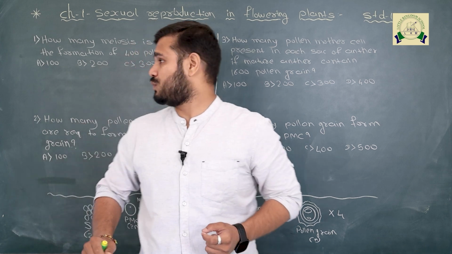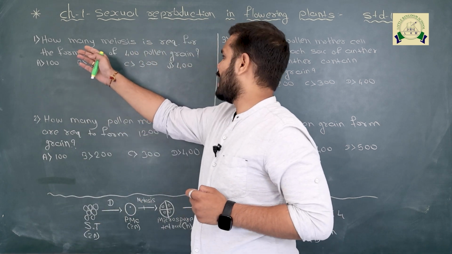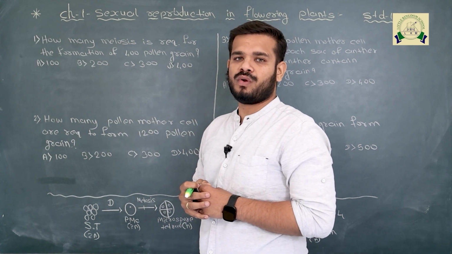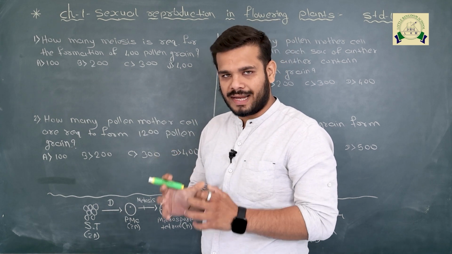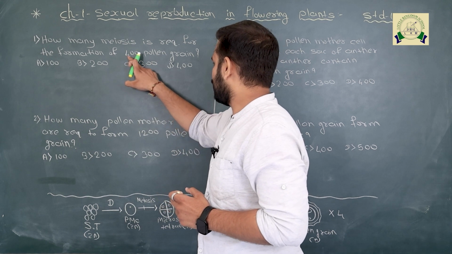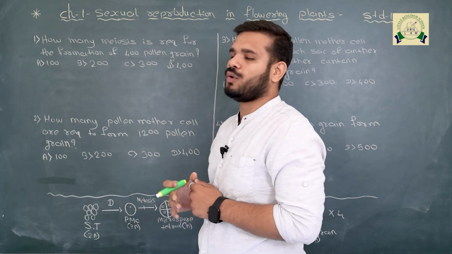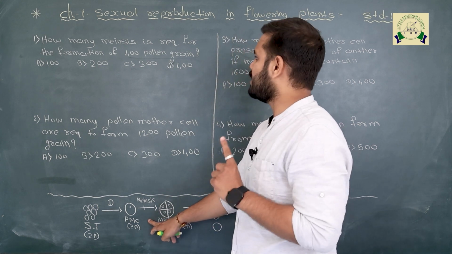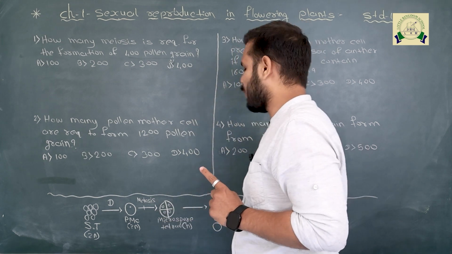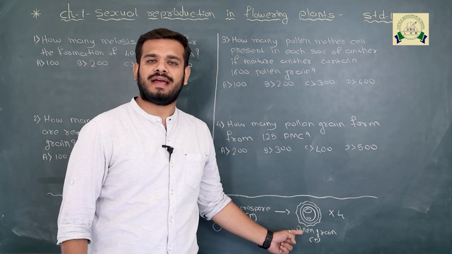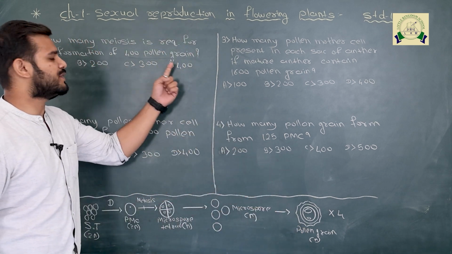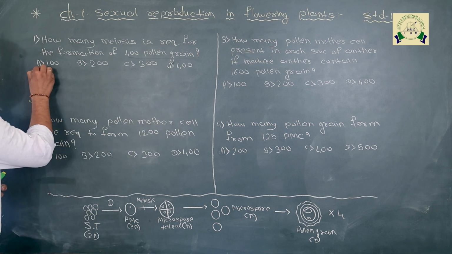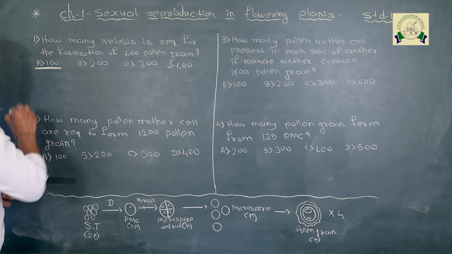Now let's move towards the MCQ. How many meiosis is required for the formation of 400 pollen grain? That means we need to form 400 pollen grains. Now we know that as a result of one meiosis we get 4 pollen grains at the end, and we need to produce 400 pollen grains, so it requires 100 meiosis. Clear? So the answer is 100.